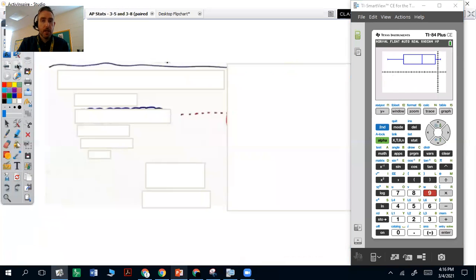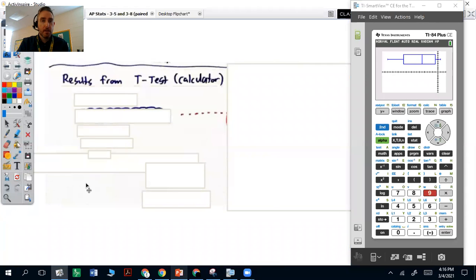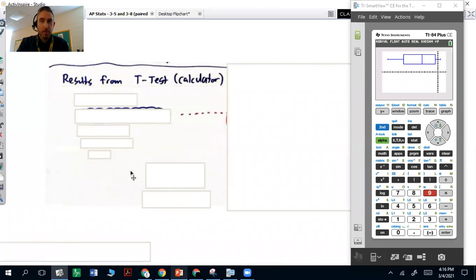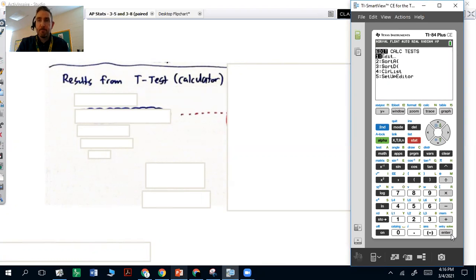Let's write it up. From your calculator, we want to run the t-test. It's going to be a one sample t-test. So we're going to go to stat, edit, stat tests. And it's just going to be a t-test because anytime you do a matched pairs, it's a one sample. And I have the data already entered in.